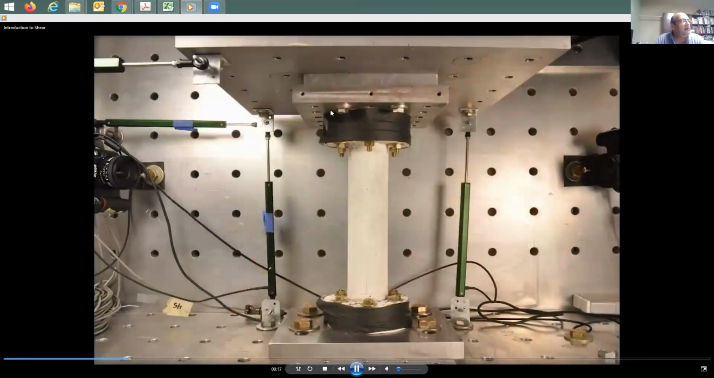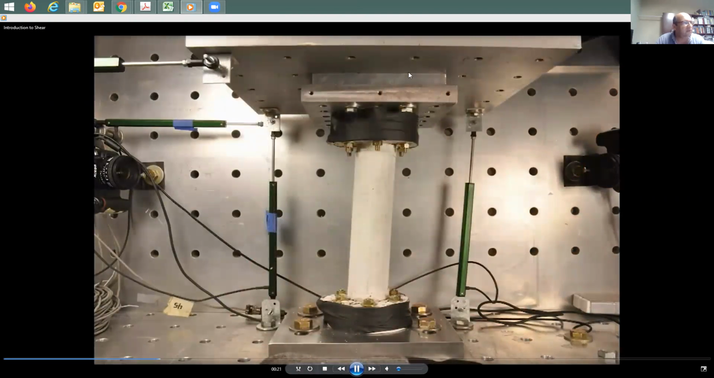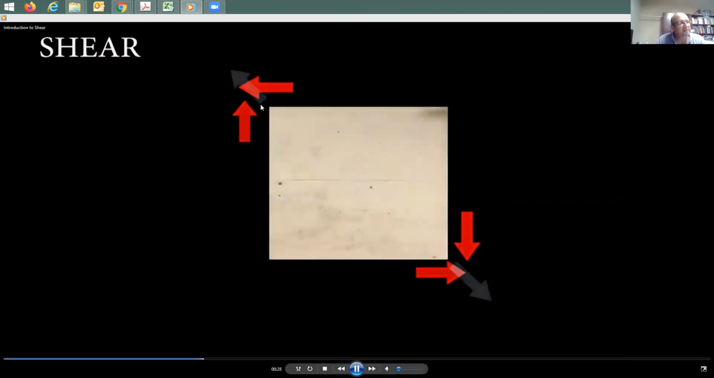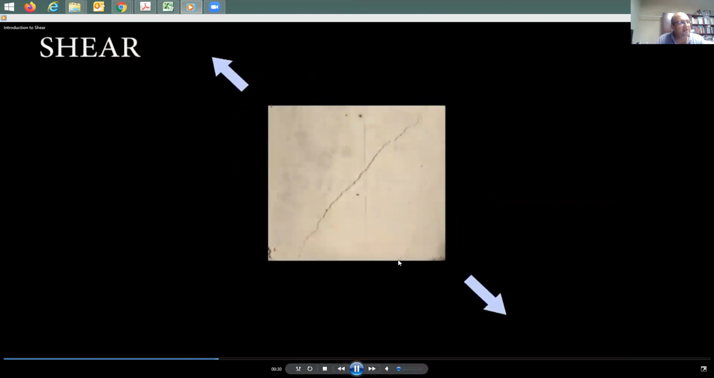This concrete block is exposed to shear. If you see here in this testing, they're going to take the top head and push it to the right or to the left. And look what happened. You see this crack in the top. Why? Because this is what you're doing to it. You're pushing it this way and that way.